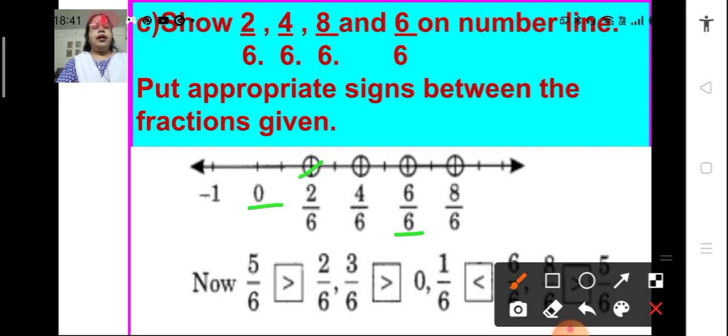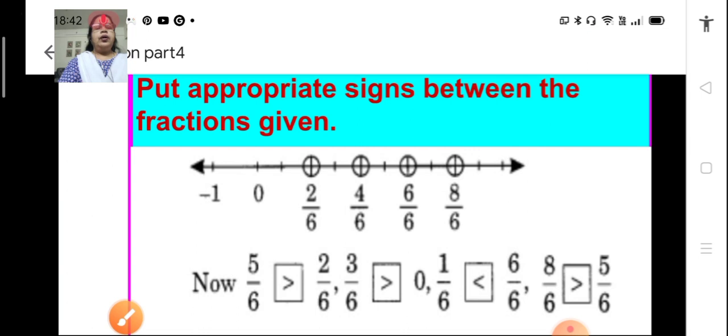Okay, then comes 3 upon 6, next one is 4 upon 6, then 5 upon 6, then it is 6 upon 6, that means 1. 6 upon 6 is 1. And then again, if we divide the part on the number line between 1 and 2 into 6 parts, then the next part will be 7 upon 6 and next will be 8 upon 6. So here comes 8 upon 6.